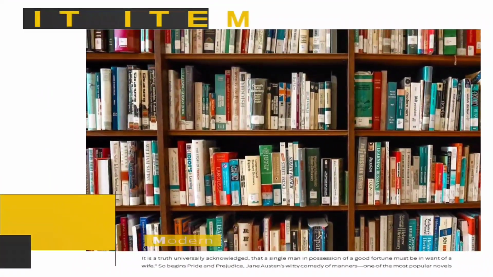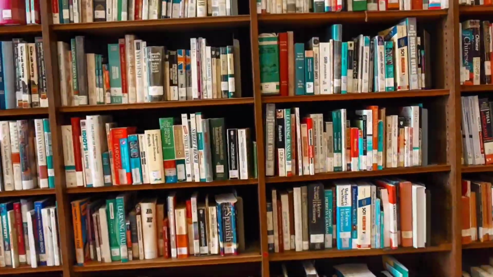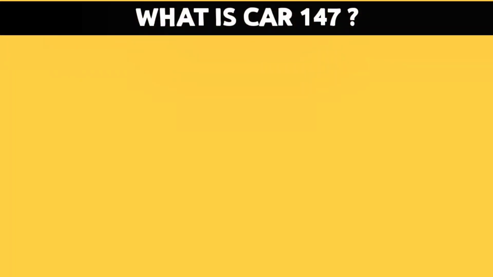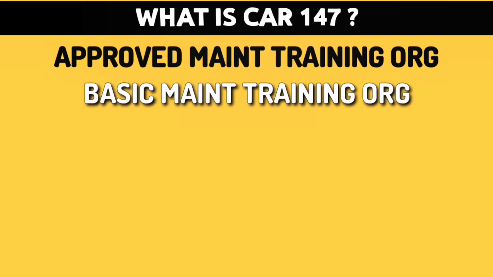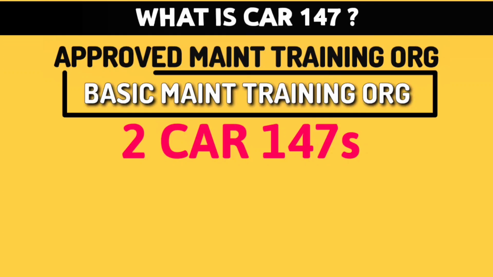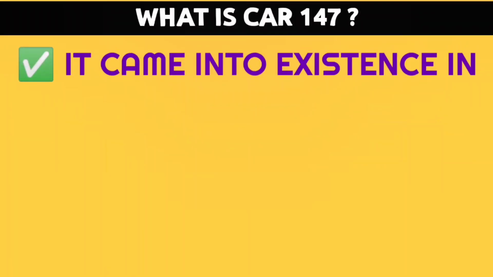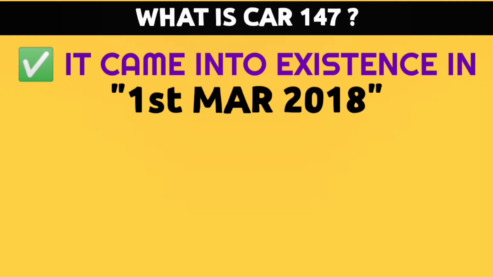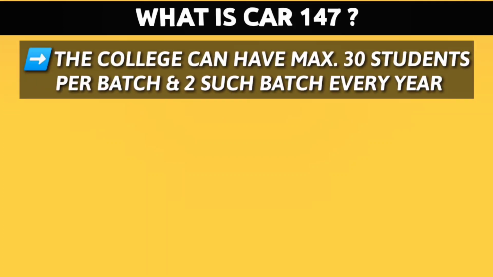If we are talking about CR147, let's see what CR147 is. CR147 is all about approved maintenance training organization and also about basic maintenance training organization. So there are 2 CR147s. In that we will see the basic maintenance training organization, which has replaced the E-Part 8 course. The CR147 came into existence on 1st March 2018. According to CR147 basic, the college can have a maximum of 30 students in one batch and 2 such batches every year.